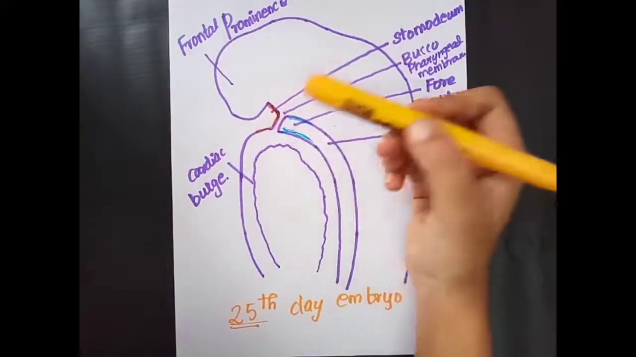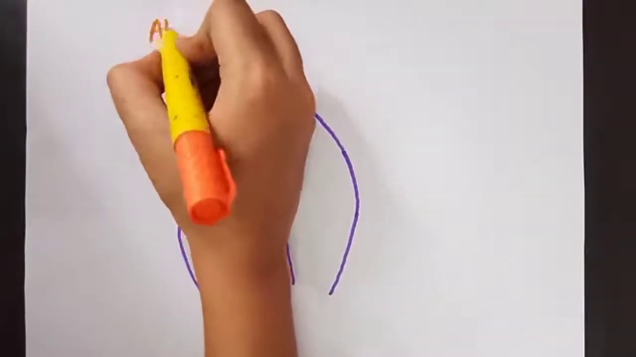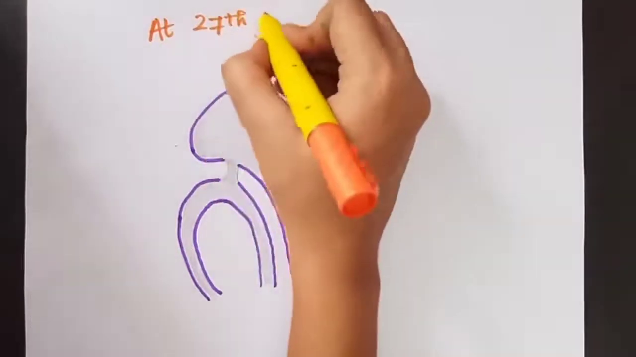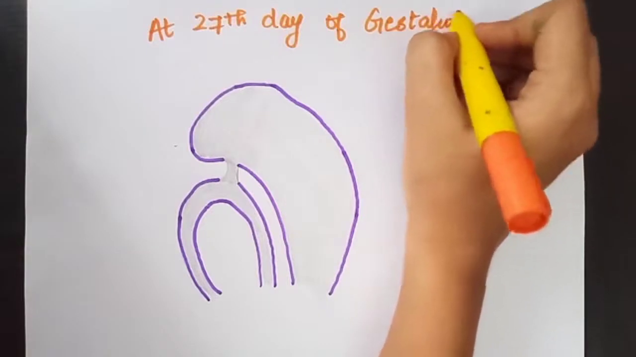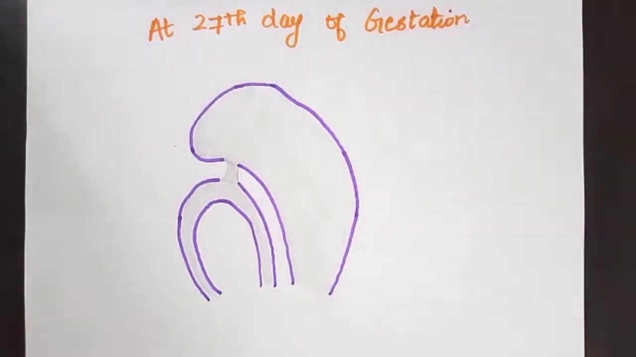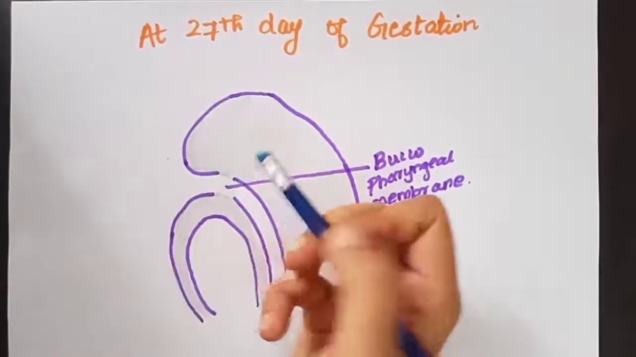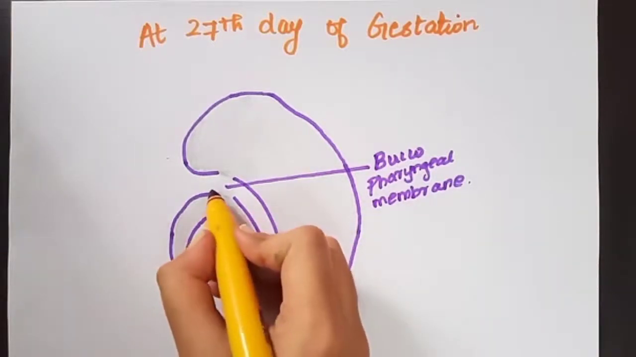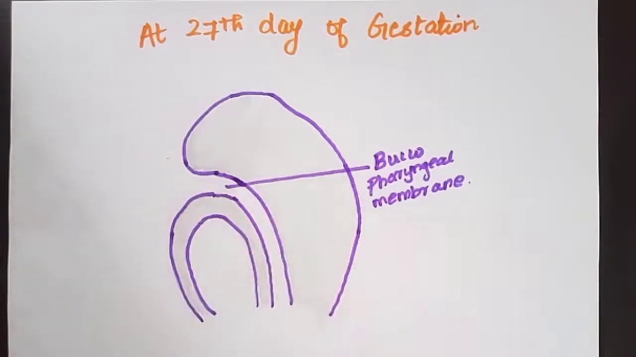And this buccopharyngeal membrane divides the oral cavity from the foregut. Alright? At 27th day of gestation. In the previous diagram, we saw the embryo at 25th day, right? Now, we are going to see an embryo at 27th day of gestation. At the 27th day of gestation, the buccopharyngeal membrane ruptures and the primitive oral cavity comes in contact with the foregut. We all know our oral cavity is continuous with the pharynx, and for this development to take place, this process is very important.